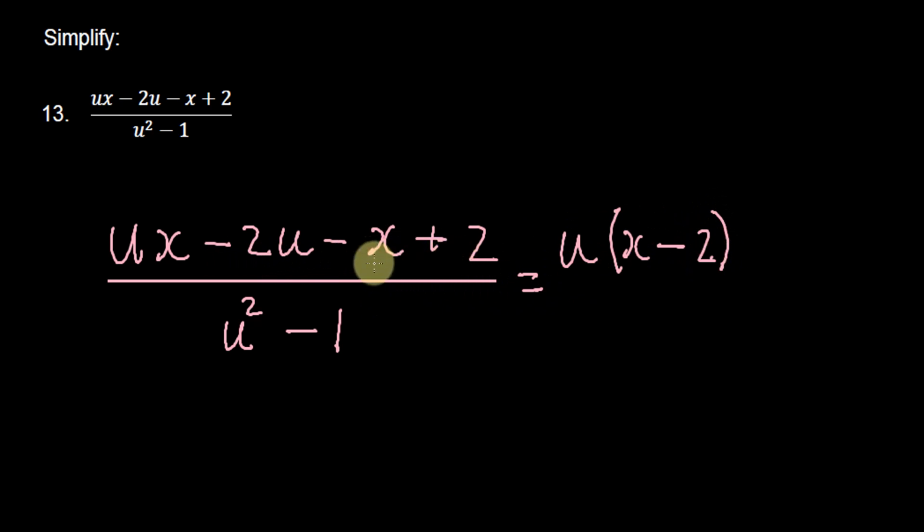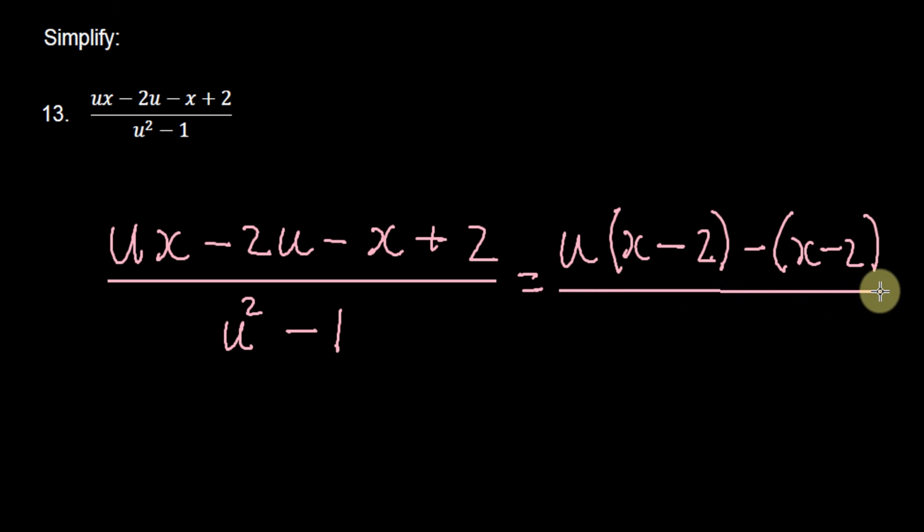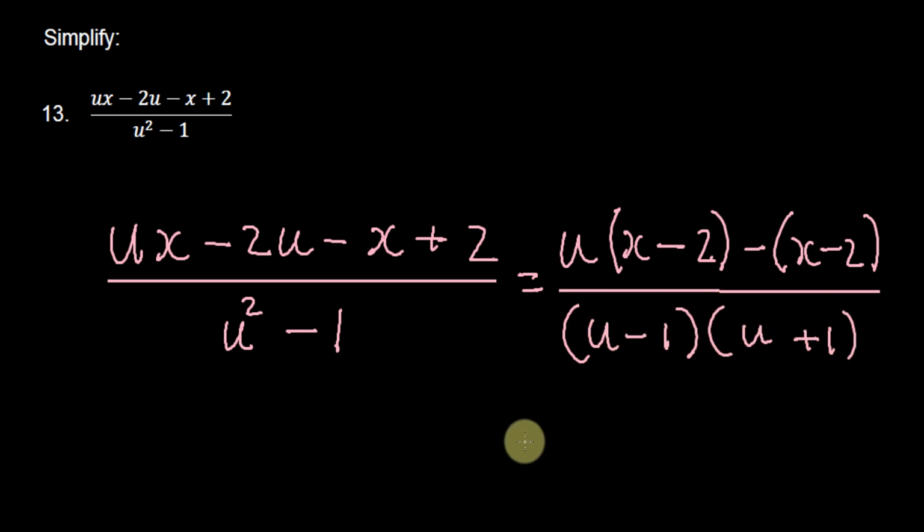Here we're going to take out negative 1 as a common factor. So we have brackets. And this sign here will become a minus because of the negative here. So x minus 2. Of course, a minus times a minus will give us a plus again. We use a difference of squares in the denominator. So u minus 1 times u plus 1.